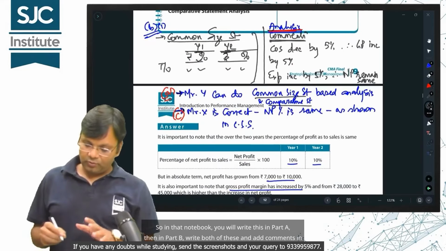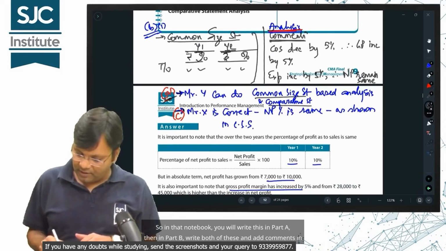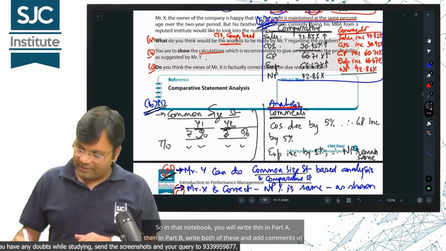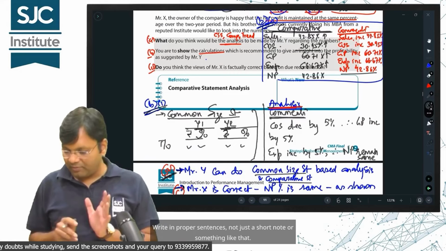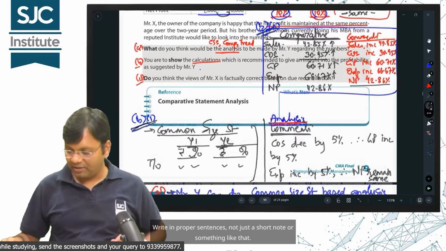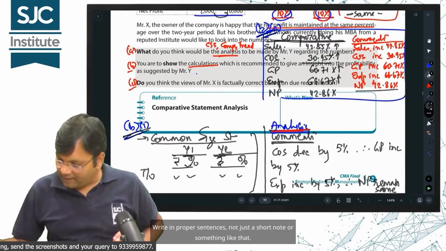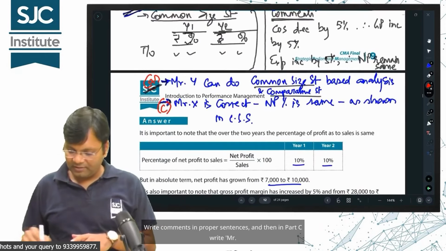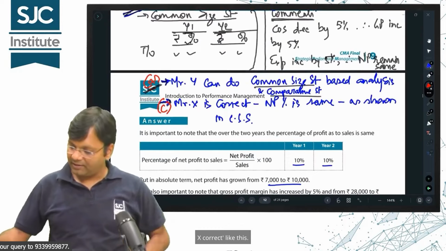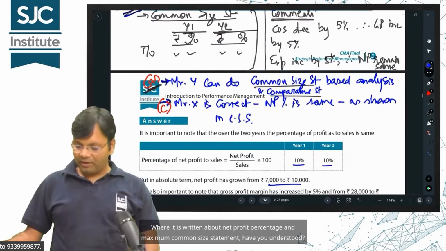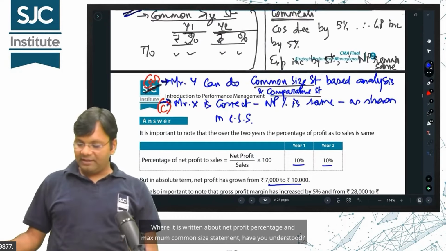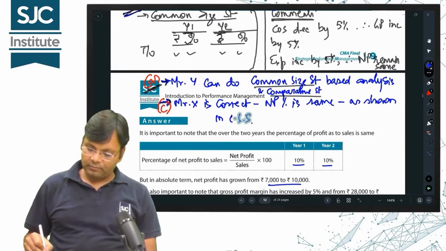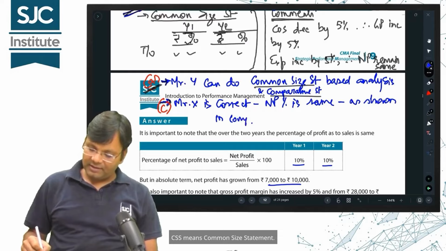So in that notebook, you will write this in part A, then in part B, write both of these and add comments and sentences. Write in proper sentences, not just a short note or something like that. Write comments in proper sentences, and then in part C, write MRX correct like this, where it is written about net profit percentage and maximum common size statement. Have you understood? CSS means common size statement.